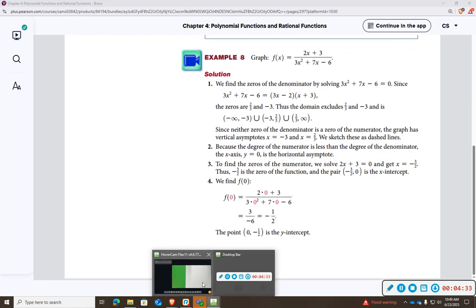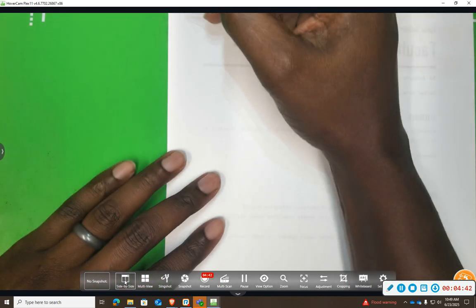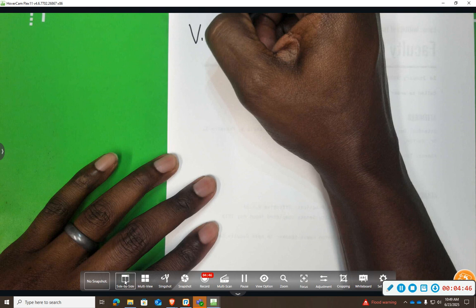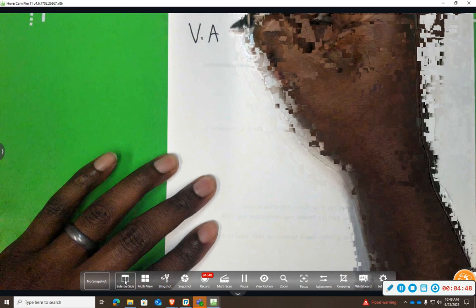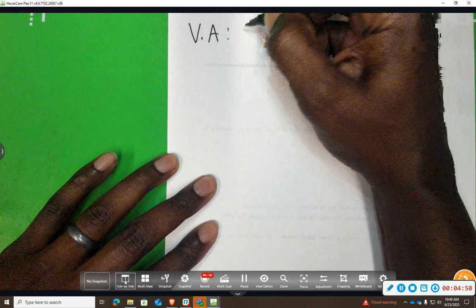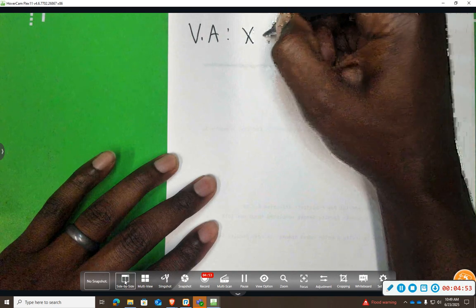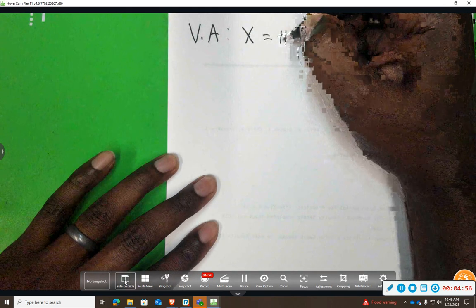So let me just write down a physical note that we can use. I'm going to abbreviate this. I'm going to say VA for vertical asymptote: x equals some number, okay?